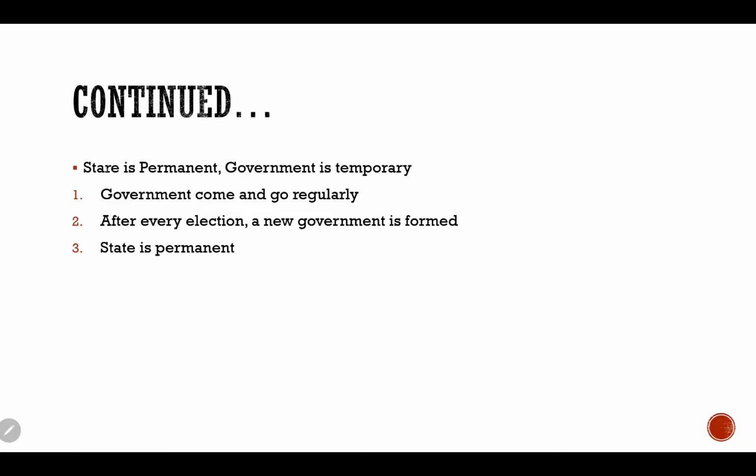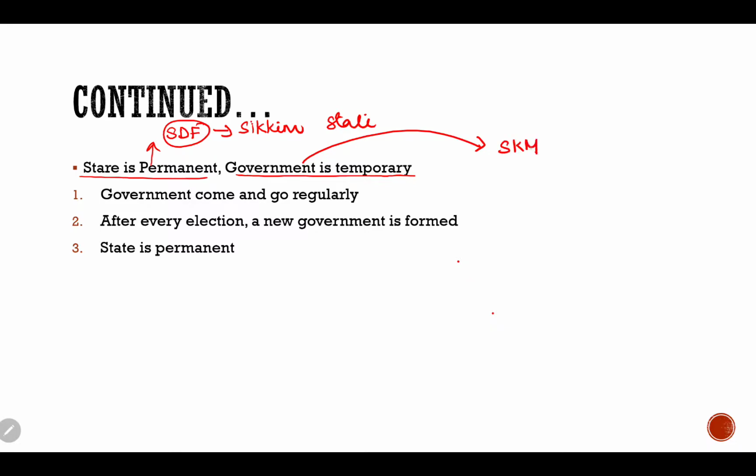State is permanent, government is temporary. The state was there when the SDF was in power. Sikkim as a state was there, but the government has changed. Now the government is SKM. So it's very simple to understand. State is permanent, government is temporary.